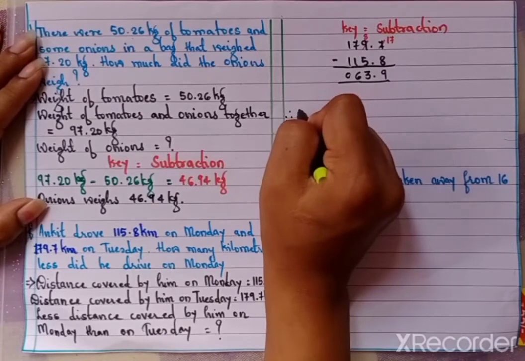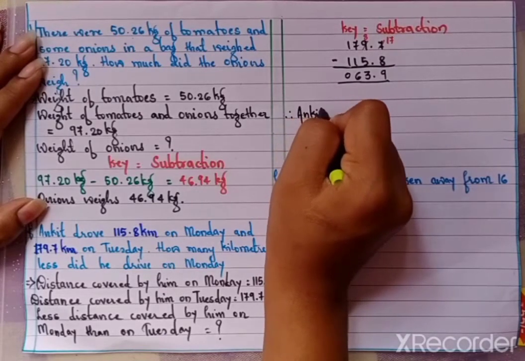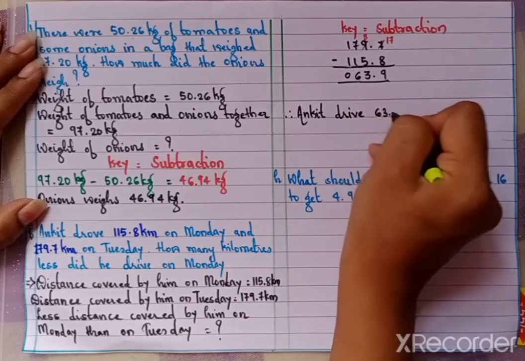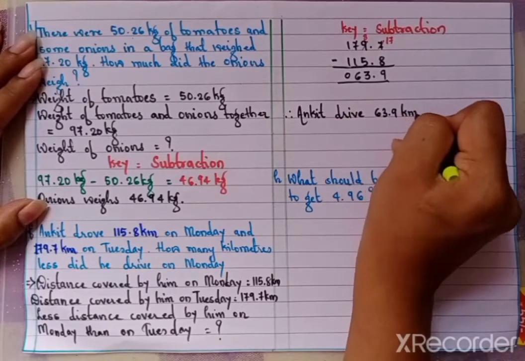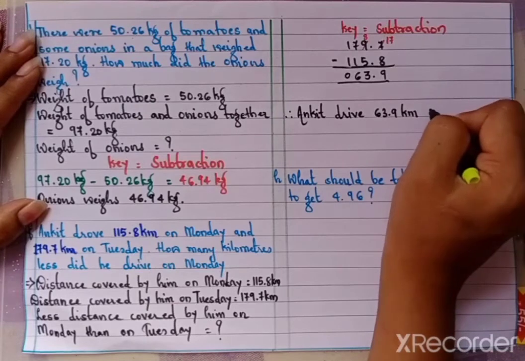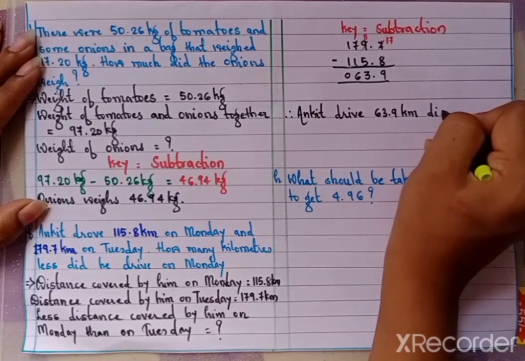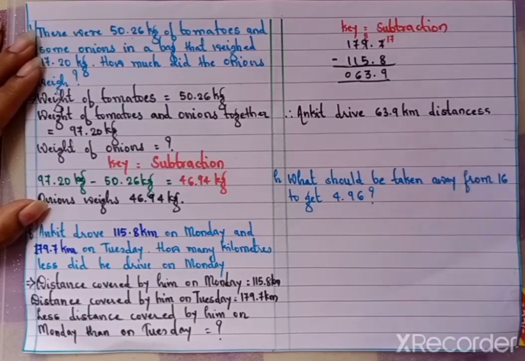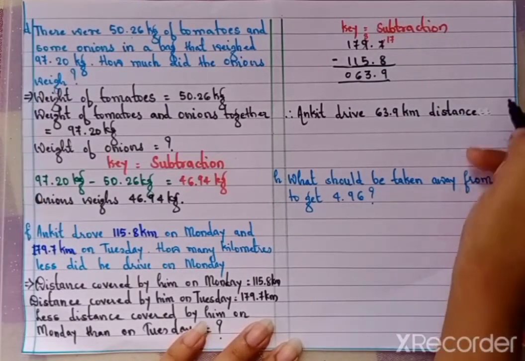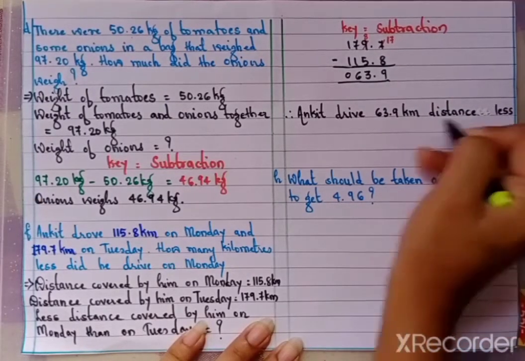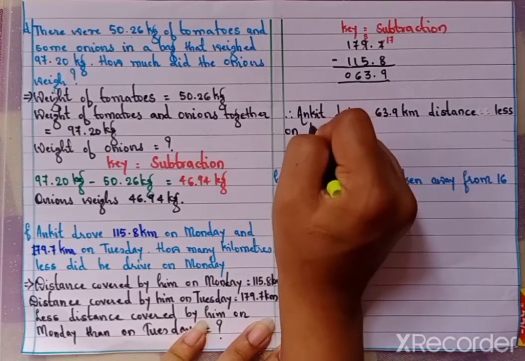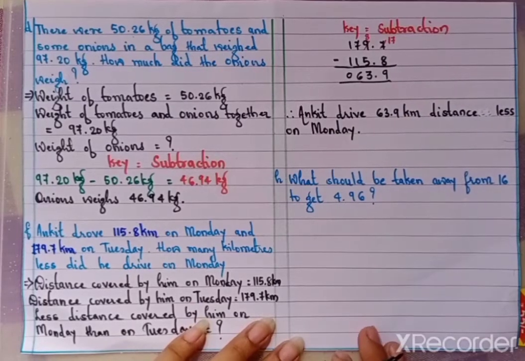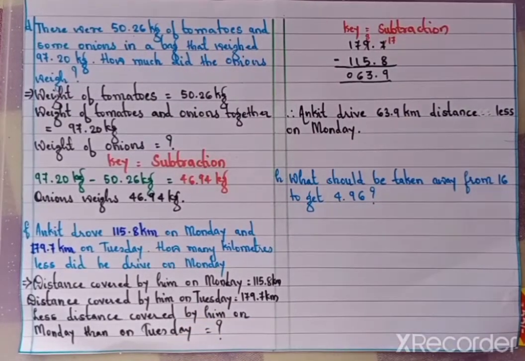Therefore, Ankit drove 63.9 km less distance on Monday, and hence the proof. Now let's see the last word problem.